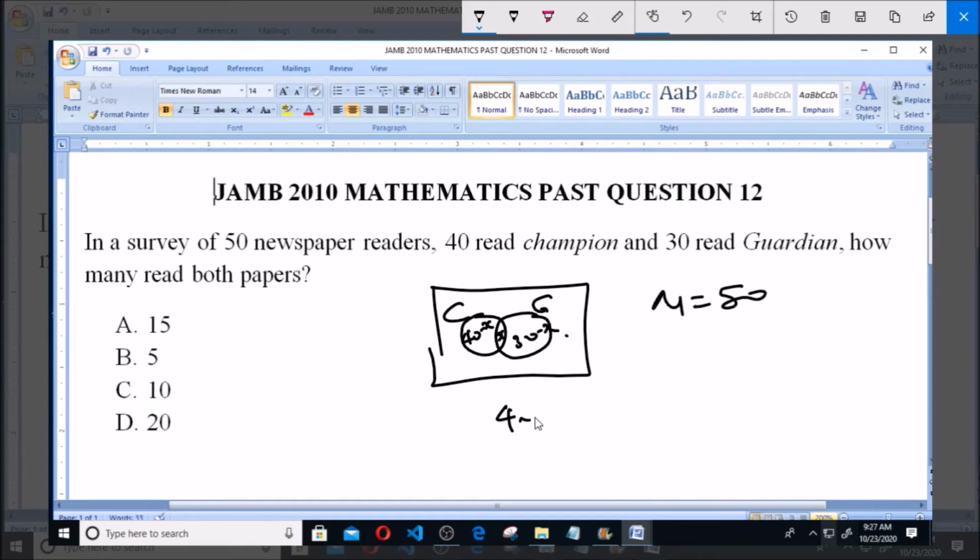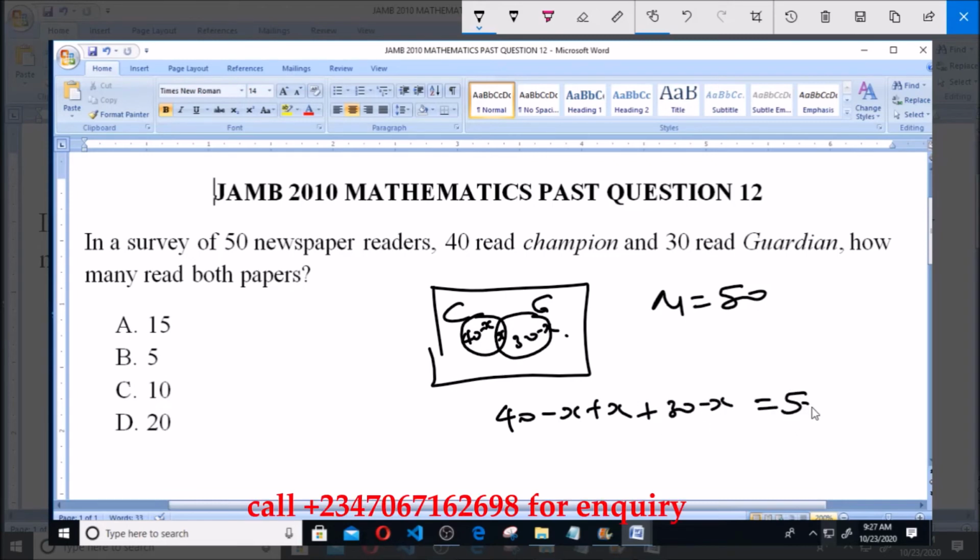So we can now say 40 minus X plus X. That is, 40 minus X simply means those that read Champion alone, plus X, which is those that read both Guardian and Champion, then plus 30 minus X, which represents those that read Guardian alone, and all this will give us 50.